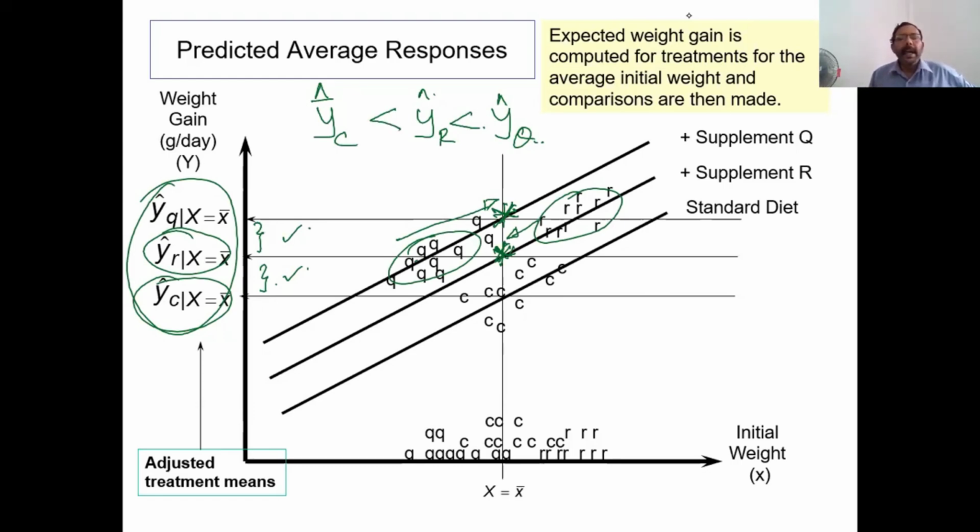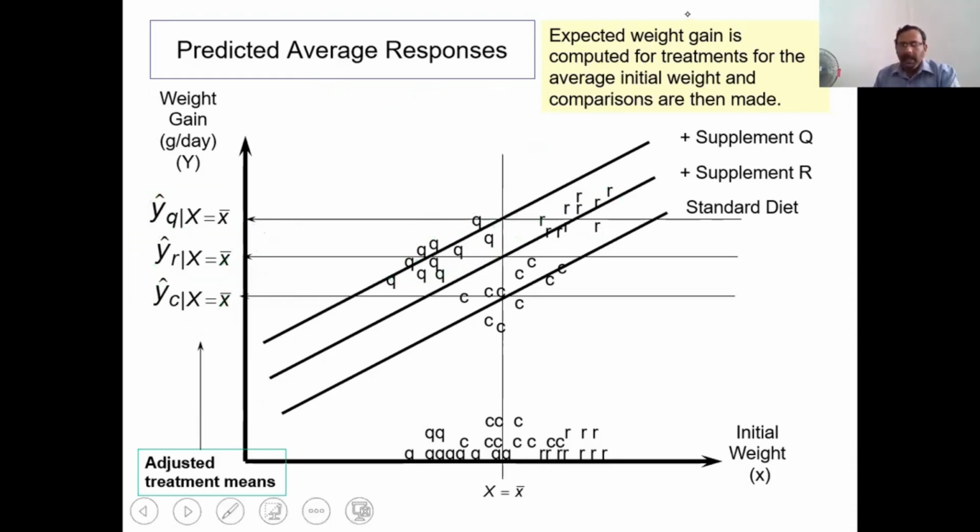When we did ANOVA, we said Q and R have more or less the same value, higher than the standard diet. Standard diet is lower, Q and R behave similarly. But here we prove that Q is much better than R, right? So there is a difference. So you see, this is the advantage of ANCOVA, right?